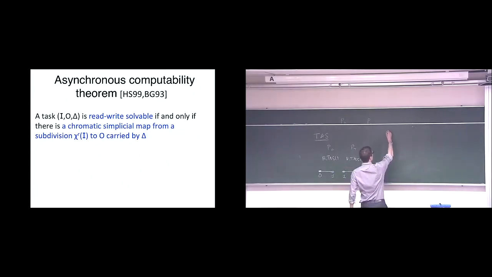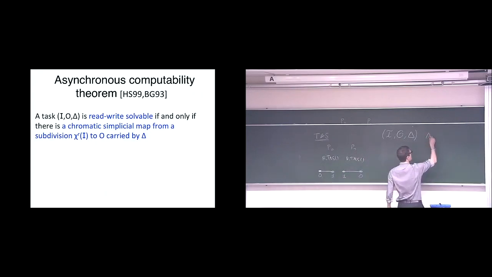We have a task characterized by this triple: the input complex, the output complex, and the task specification. Remember, the task specification is a map from I to subsets of O. A simplicial map is actually a vertex map, mapping vertices to vertices, with an additional requirement that if I have a simplex, under this map the simplex becomes a simplex too. So it maps simplices to simplices, if you want.